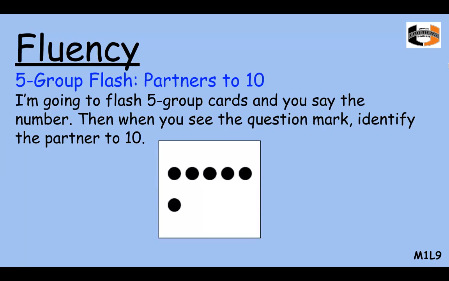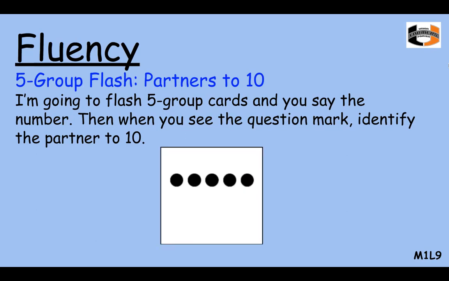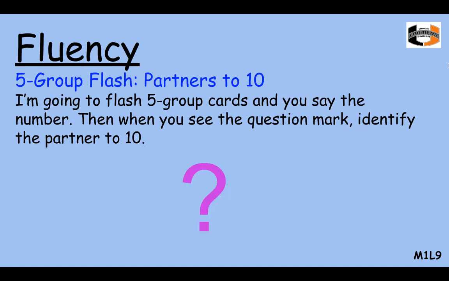Here's your 5-group card flash. Okay, how many does it take to get to 10? What is that number's partner? Four. That's right. Gave you a little more time on that one. There's your flash. Okay, how many more to get to 10? What is that number's partner to 10? Did you say 5? You got it.